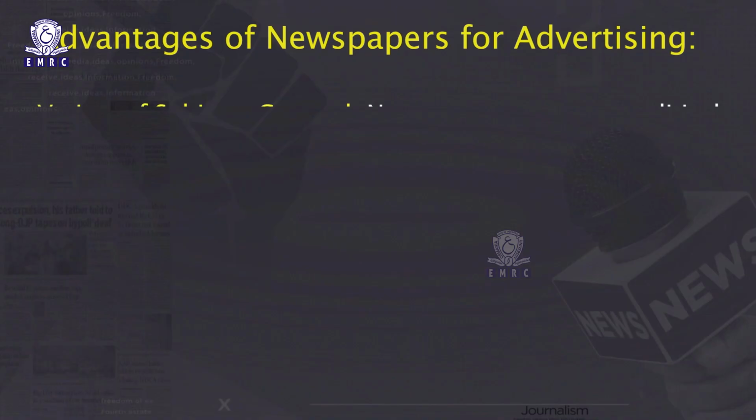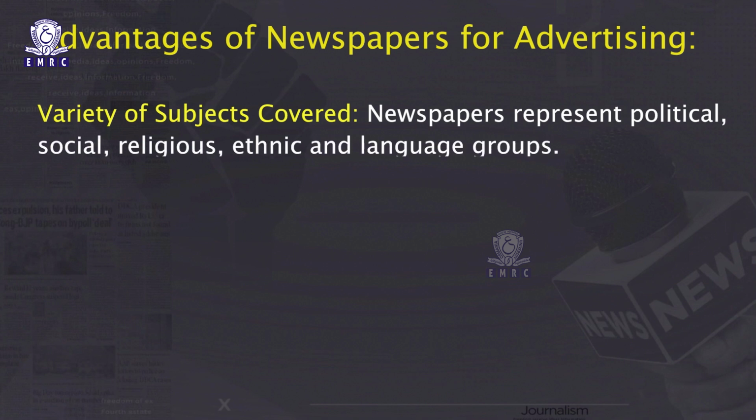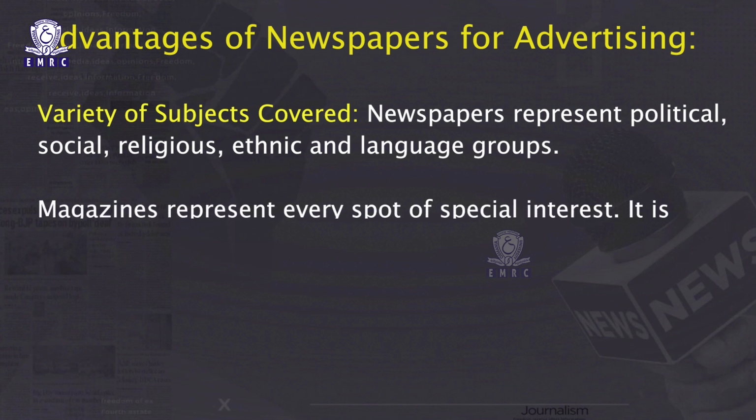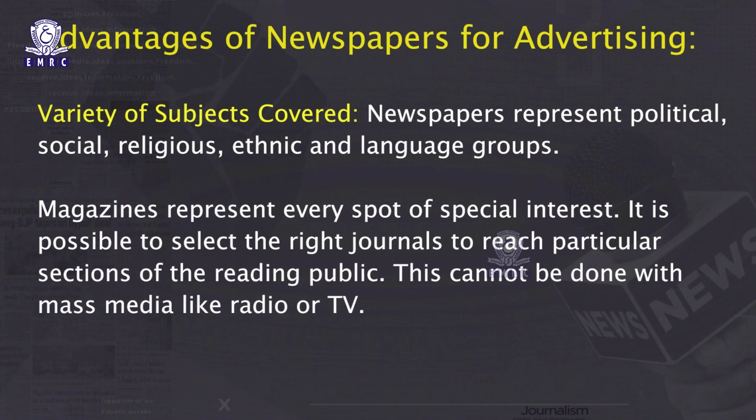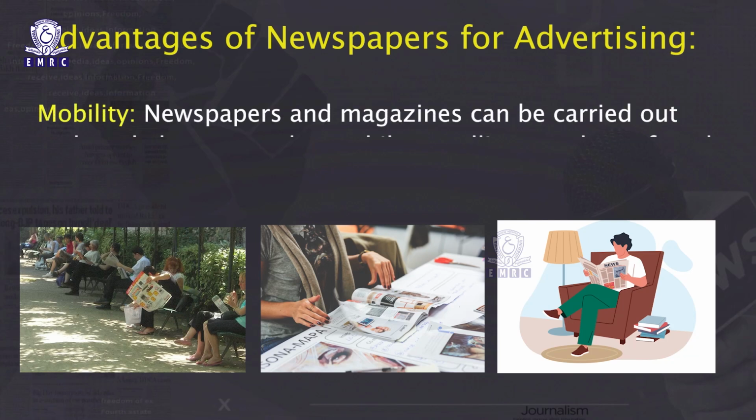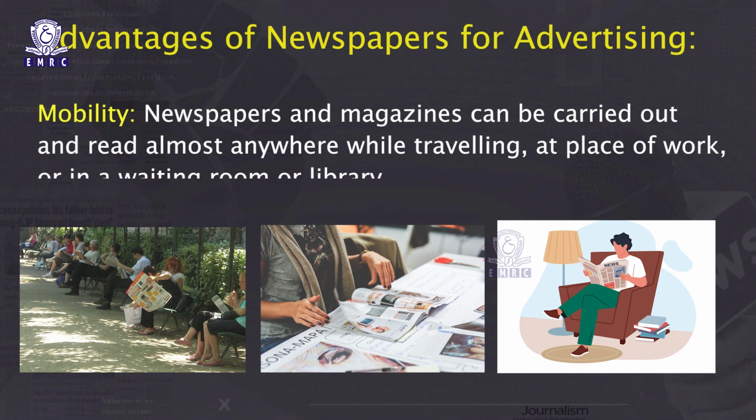Variety of subjects covered. Newspapers represent political, social, religious, ethnic and language groups. Magazines represent every spot of special interest. It is possible to select the right journals to reach particular sections of the reading public. This cannot be done with mass media like radio or TV. Mobility. Newspapers and magazines can be carried out and read almost everywhere while traveling, at place of work, or in a waiting room or library.